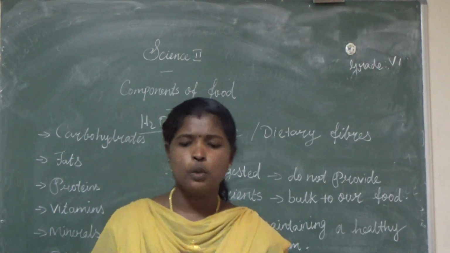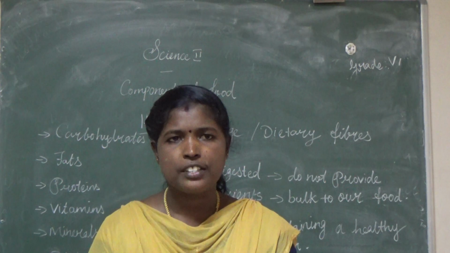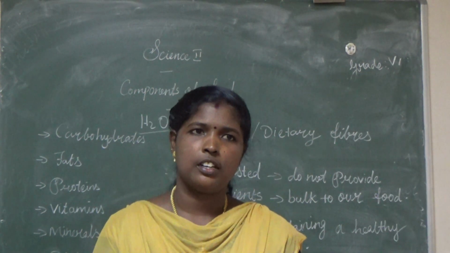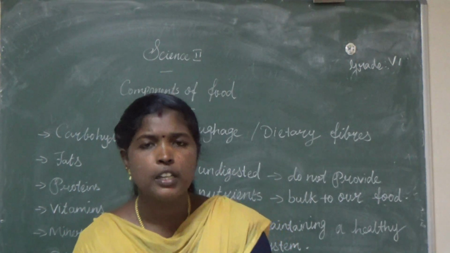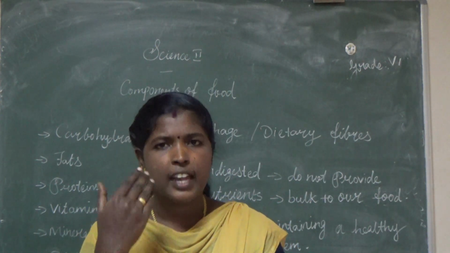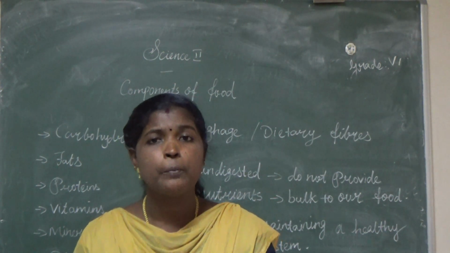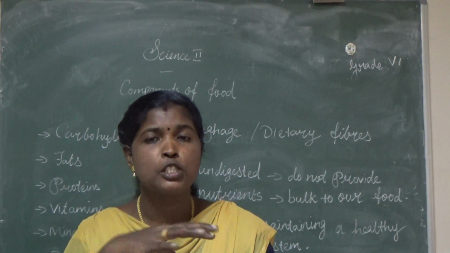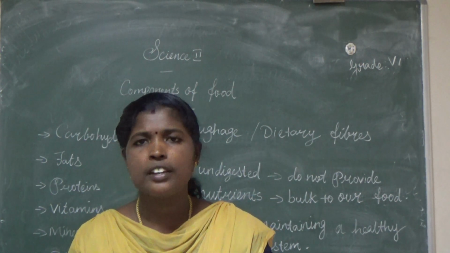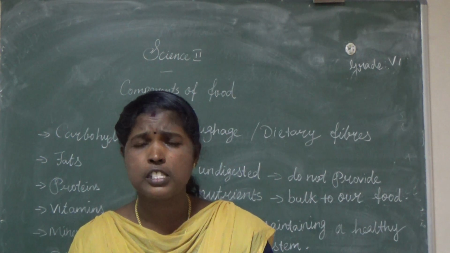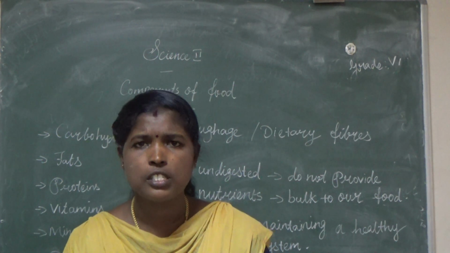Okay, listen. Today what do we discuss? We discuss dietary fibers and water. What is dietary fiber? The portion of the plant food that remains undigested and does not provide any nutrients to our body but provides bulk to our food is known as roughage or dietary fiber. It does not provide nutrients, but it maintains a healthy digestive system.